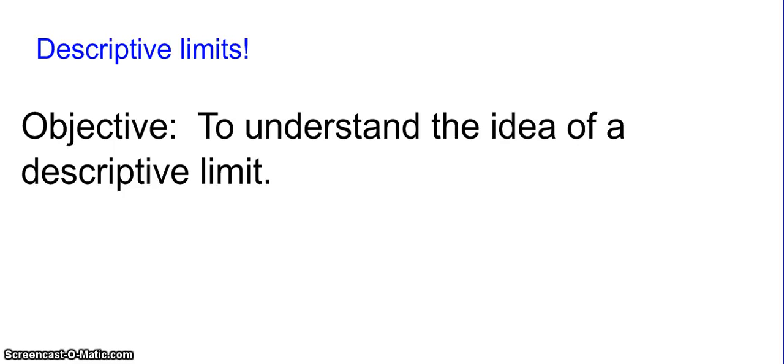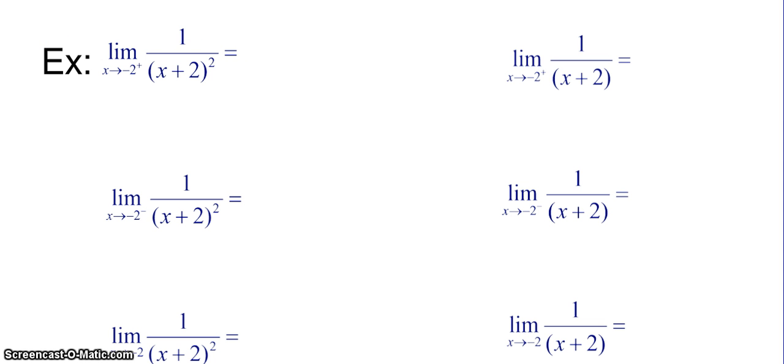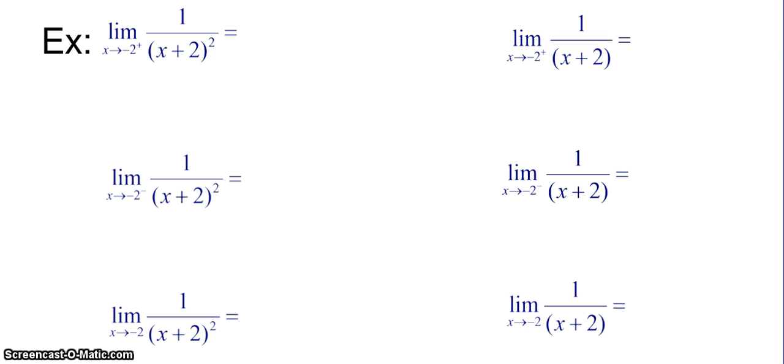Alright, now we're going to look at what we call descriptive limits. In some of the instances before where we've said a limit does not exist, we can actually refine that, and we can use what we call a descriptive limit instead of just saying that it doesn't exist. Technically it still does not exist, but the descriptive limit is more useful because it's more descriptive. Alright, so I want you to take a minute and identify the following limits here.